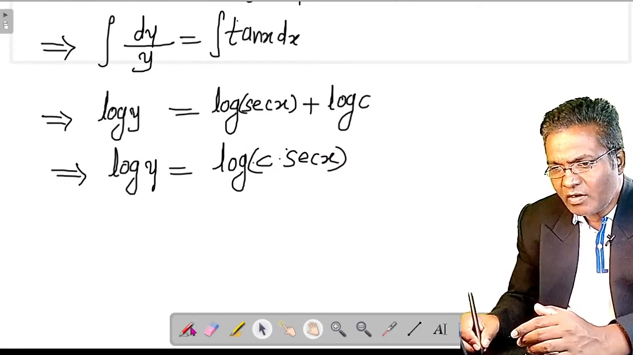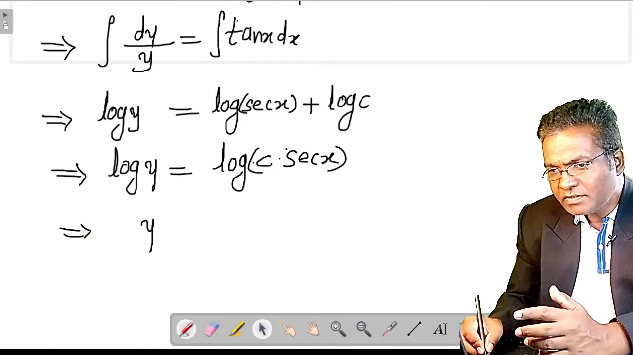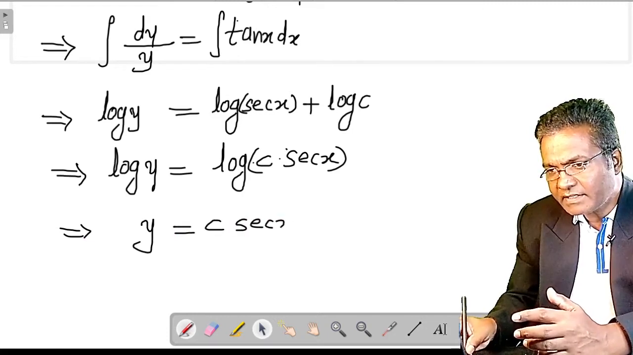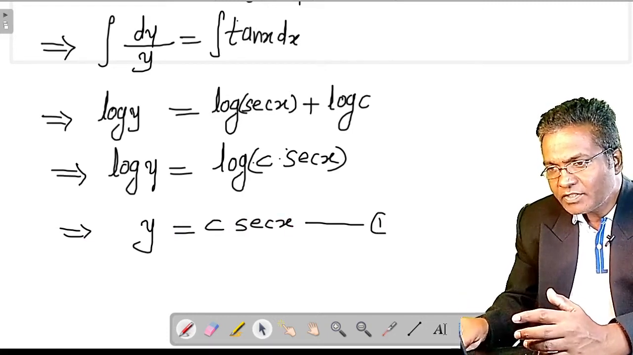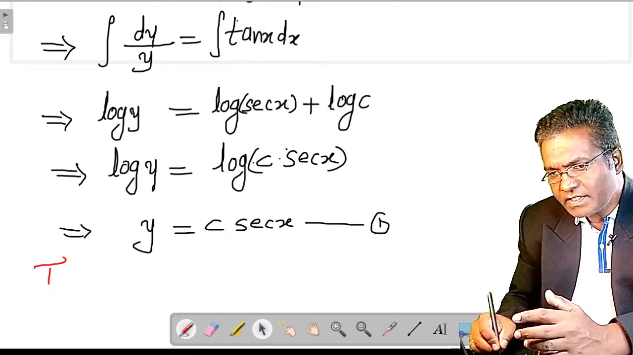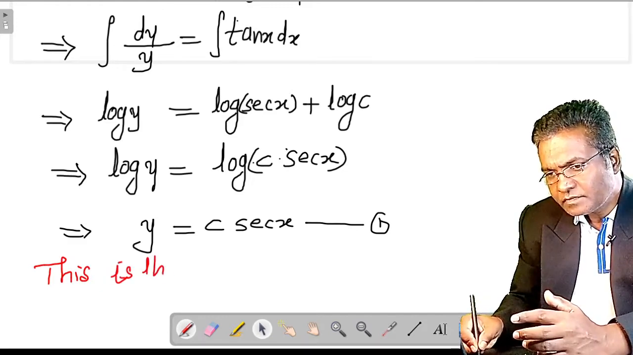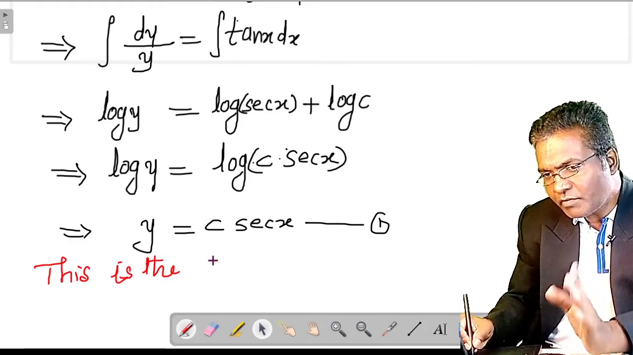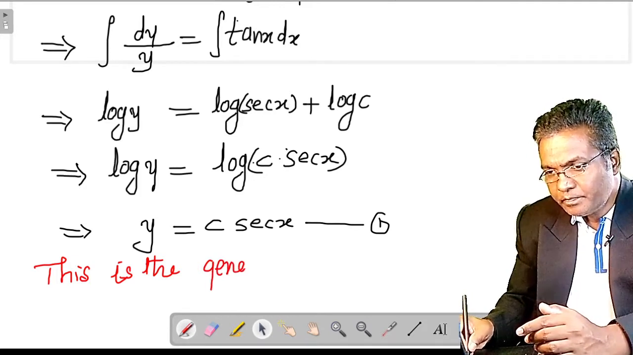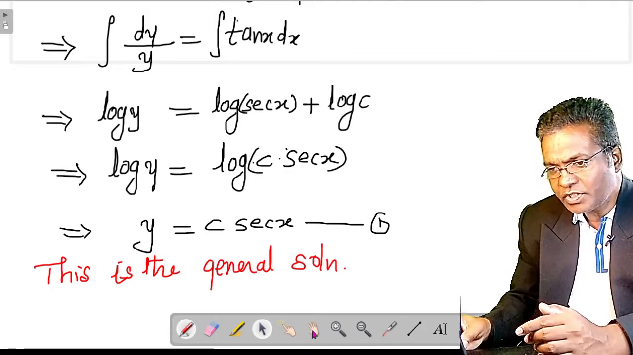On both sides of log, you may take the anti-log, that we call removing log. So you can write y is equal to c secant x. So this is the general solution. This is the solution involving the constant, the general solution.